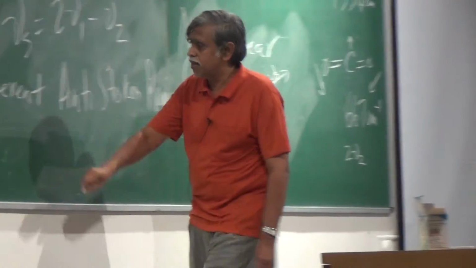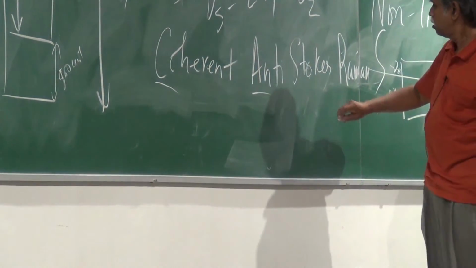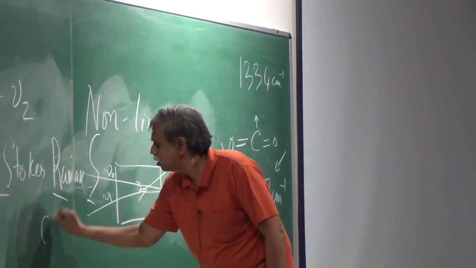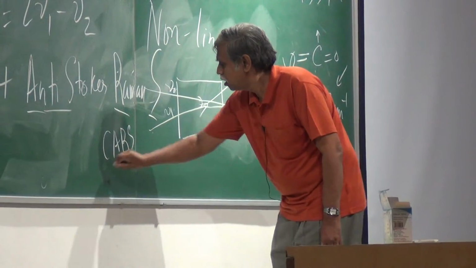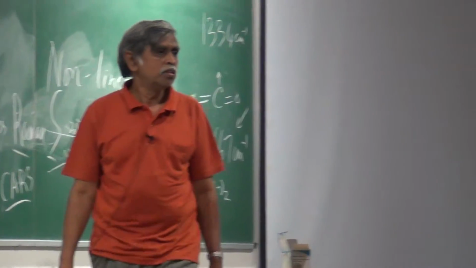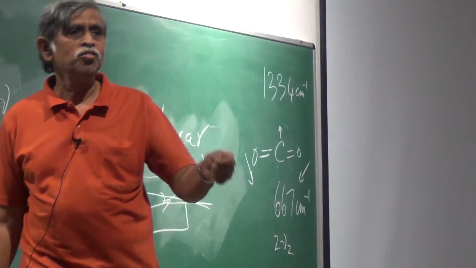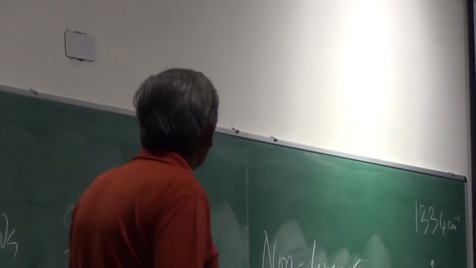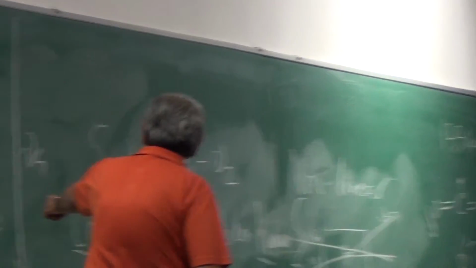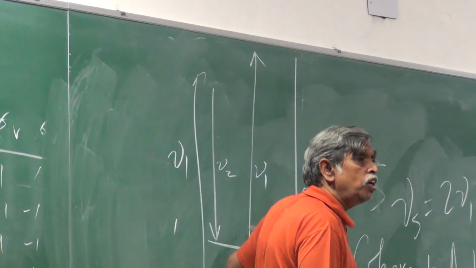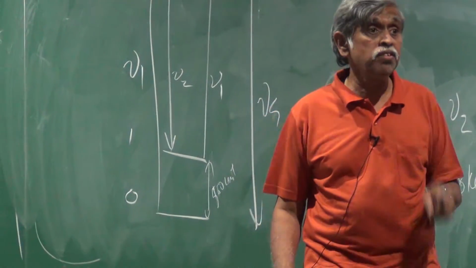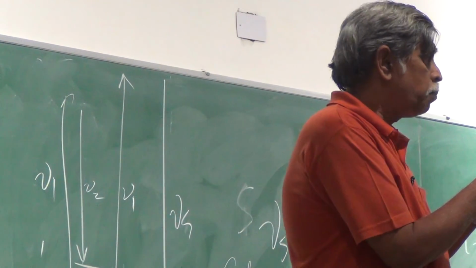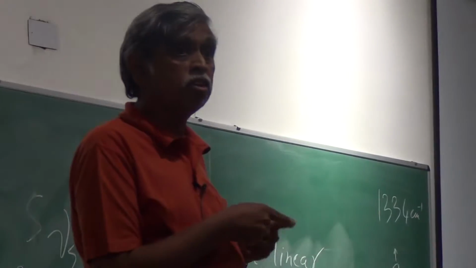And its acronym is CARS, coherent anti-Stokes Raman spectroscopy. It's anti-Stokes because the radiation that I'm really seeing is greater than the frequency of the incident radiation. Therefore, it is anti-Stokes. It's actually being produced by two laser beams that I'm putting inside in a coherent way. Therefore, it's a coherent process.